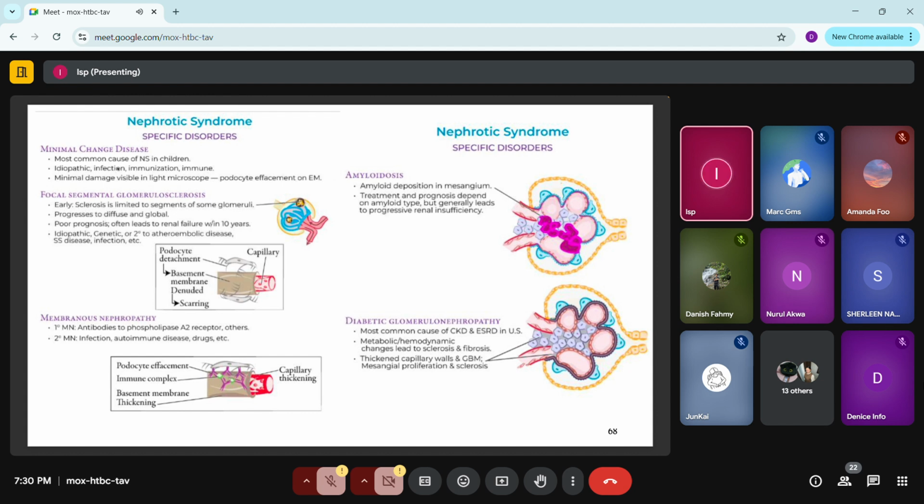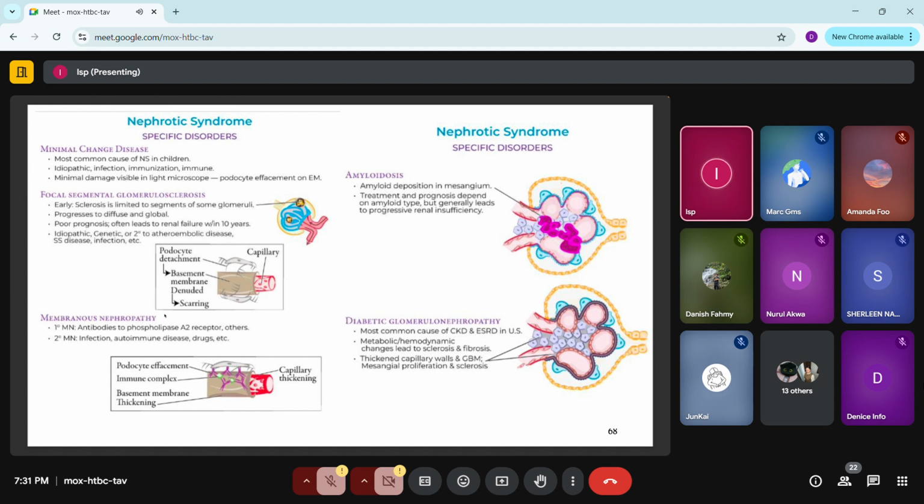It commonly happens after an infection. No one can explain this. Usually it is self-limiting. And you have focal segmental glomerulosclerosis. Usually this disease has a poor prognosis. You progress to diffuse glomerulosclerosis and progress into renal failure.